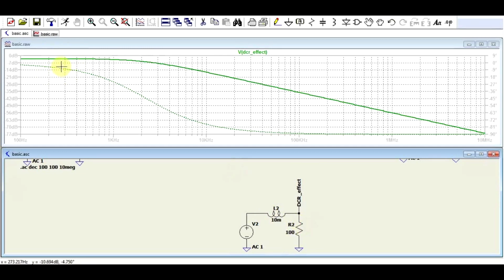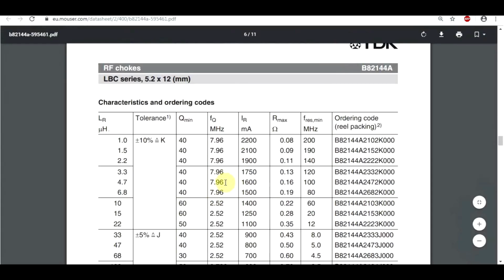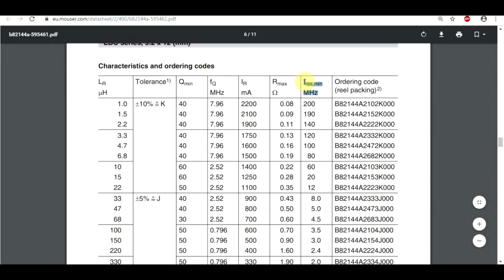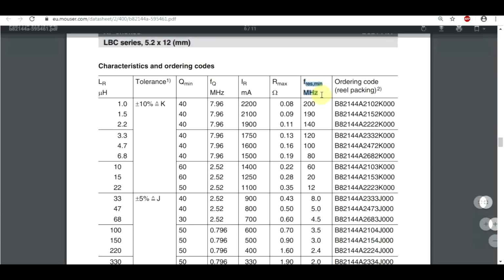So that's why in our experiment we never got the output signal equal to the input signal. Now the datasheet is giving us another very interesting piece of information, and that is this thing. So what is the resonance frequency of the inductor?